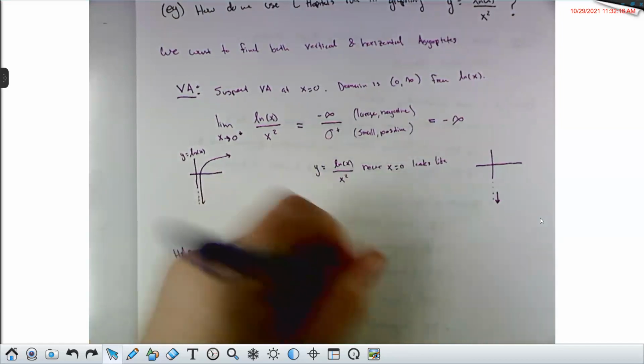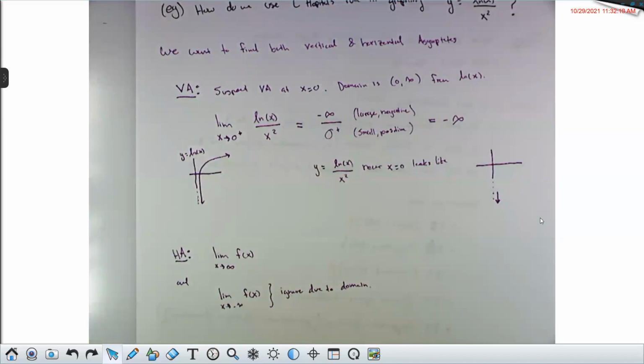You only wrote limit x approach 0 plus from the right side. Is it because the logarithm x cannot equal less than 0? Exactly. So, okay. Yeah, thanks. So if this was like the logarithm of x squared, or the logarithm of the absolute value of x, I would want to look at both the right limit and the left limit. But because the domain of this function is just 0 to infinity, I cannot approach 0 from the left.